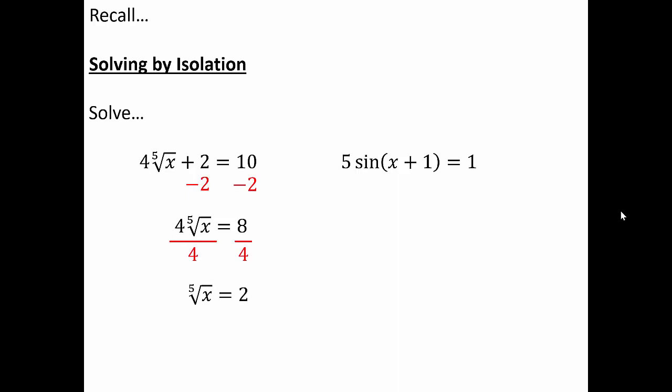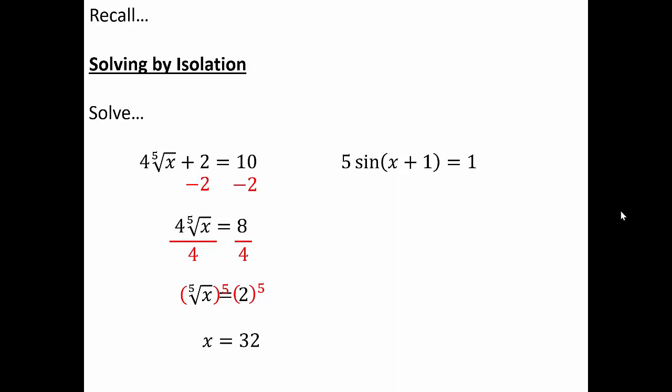The next thing I need to strip away is that fifth root. The inverse of a root is an exponent, so the inverse of the fifth root would be the fifth power. So raise both sides to the fifth power, I get x equals 32. I could always take that 32, plug it back into the original question, 4 times the fifth root of 32 plus 2, and test it to make sure I get 10. Because it works, I know it's the correct answer.